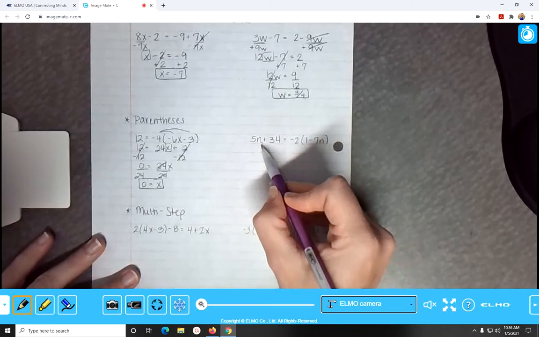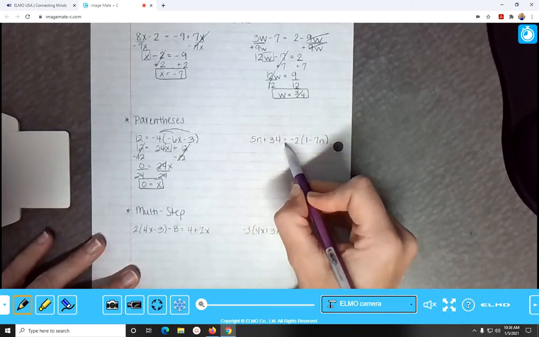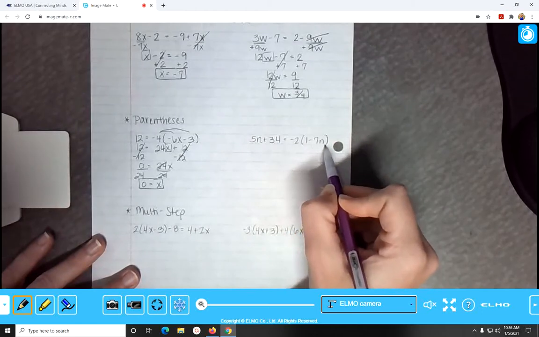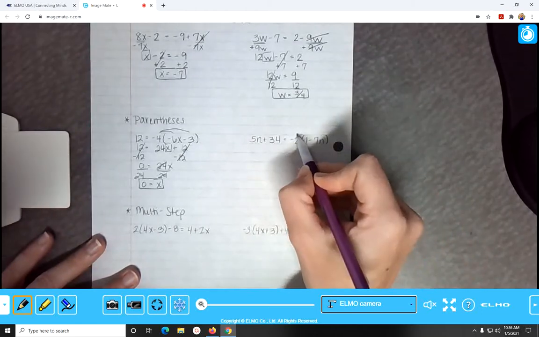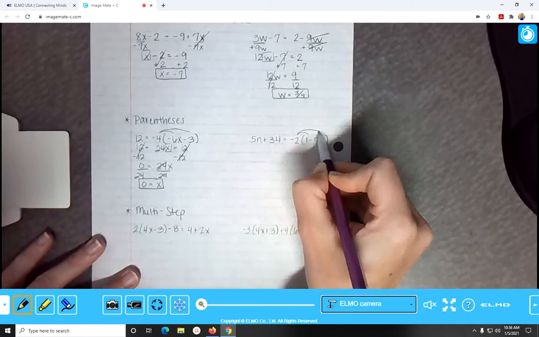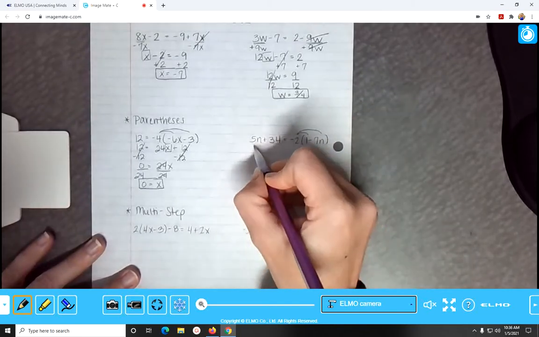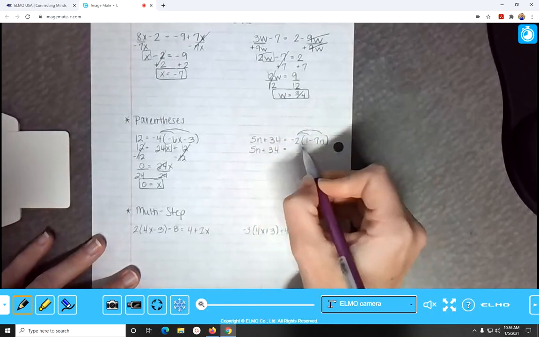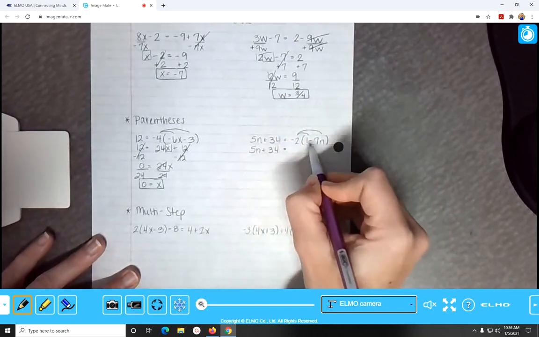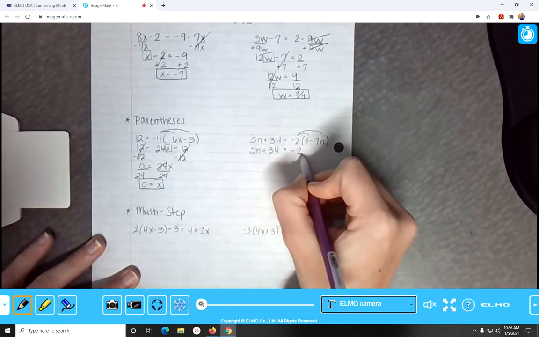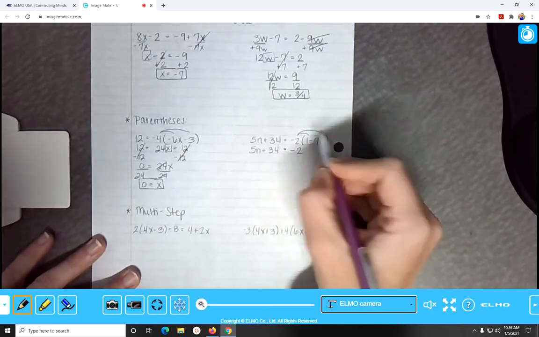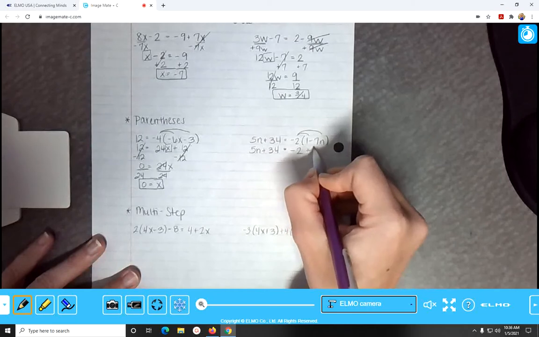Okay, the next problem says 5n plus 30 equals negative 2 times the quantity 1 minus 7n. I want to go ahead and distribute that negative 2 times what's in parentheses. I'm going to bring down this 5n plus 34. And then when we distribute this, negative 2 times 1 is still negative 2. Negative 2 times negative 7n is positive 14n, so plus 14n.